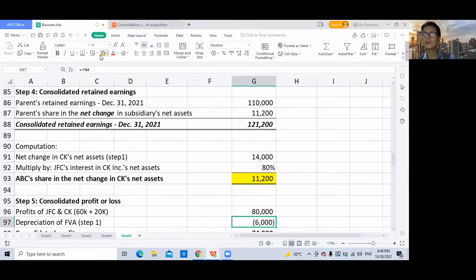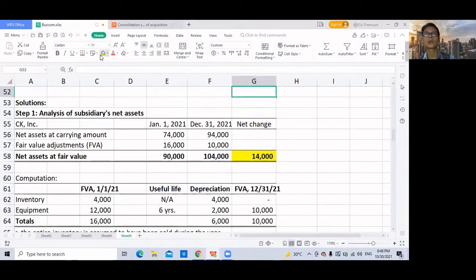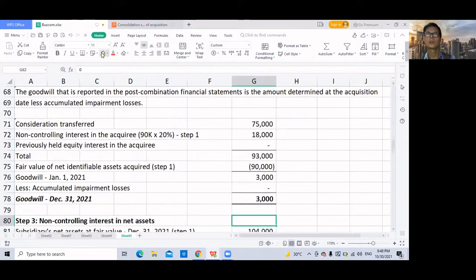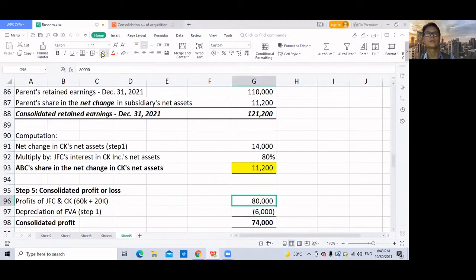Now, step 5. Step 5 is their profits. So we consolidate their profits, JFC and CK. 60,000 for JFC while CK has 20,000. Where did we see that? Here it is. So the profit, this one: 60,000 for JFC and for CK that's 20,000. That's why we have 80,000 here. 60 plus 20.